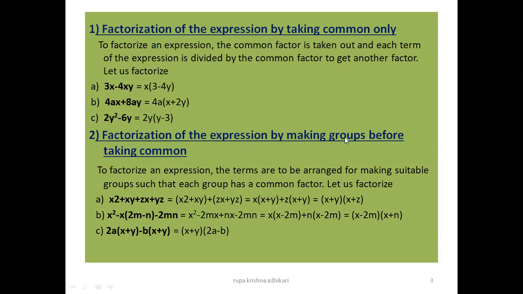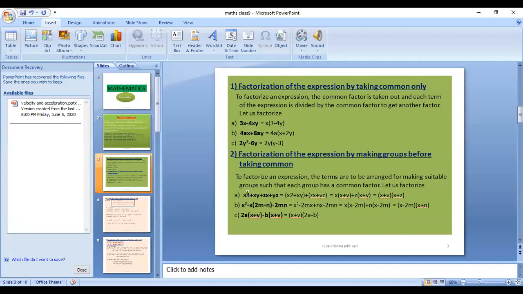Factorization of the expression by making groups before taking common. Here the terms are to be arranged for making suitable groups such that each group has a common factor. Let us see the examples. It will make you clear. First example, x square plus, sorry, it is written here x2, actually, and that is x square.